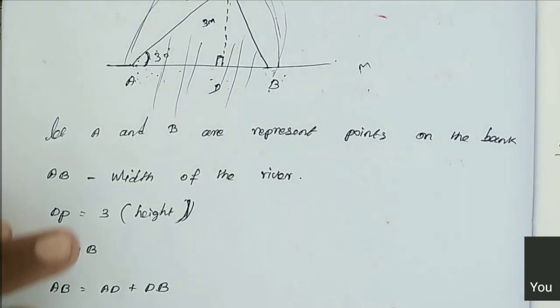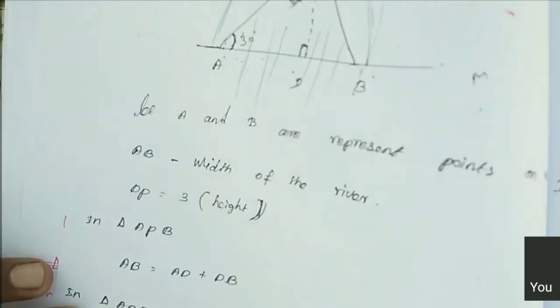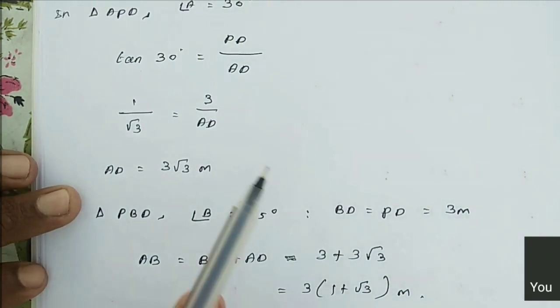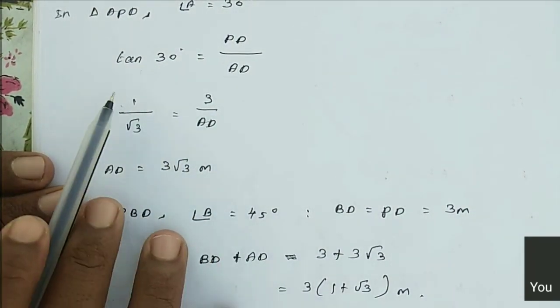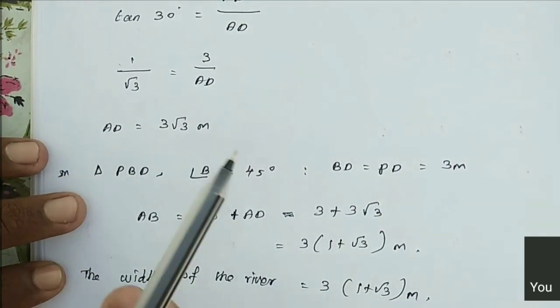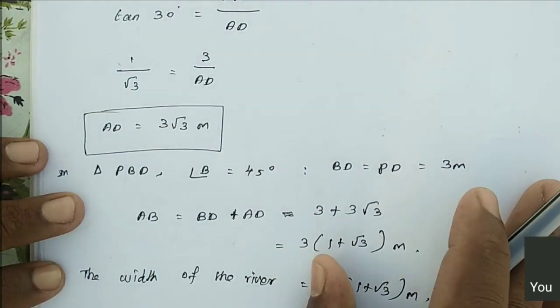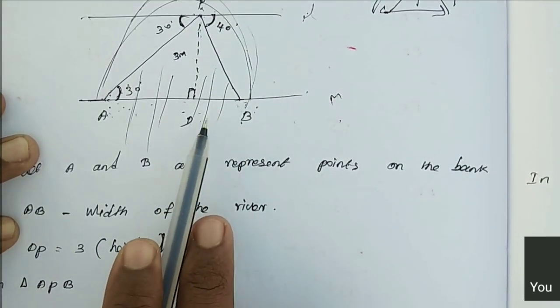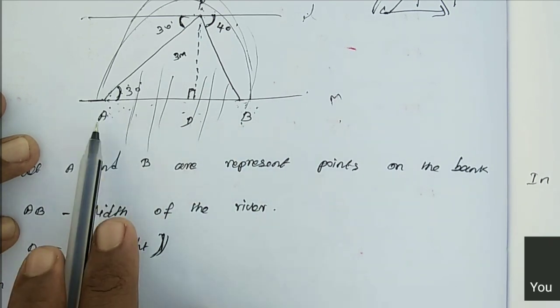We know what the BD value is: 3. So 3 by AD. Are you clear? Then you can do cross multiplication. 1 into AD. AD is equal to 3 root 3 meter. Now we have found AD. Clear? Completed. So next, what do we want to find here? The BD value, because we found AD.